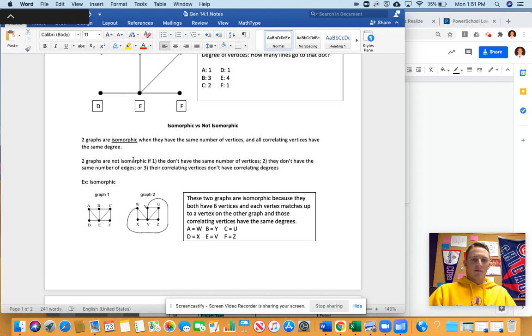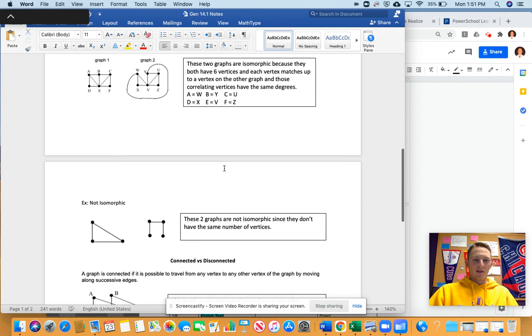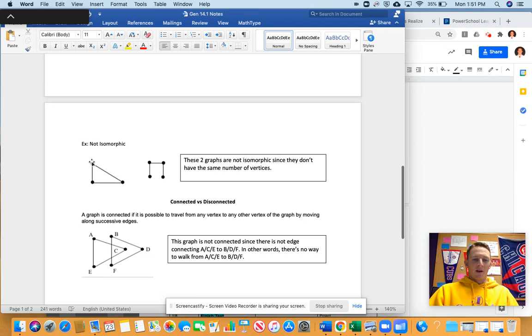Whereas non-isomorphic graphs, either they don't have the same number of dots, they don't have the same number of lines, or even if they do have the same number of dots and lines, all the dots don't have the same degree, or they don't have the same number of lines going to them. An example of that would be right here, we have 3 dots and 4 dots. So obviously, even though they all have 3 edges, they all have 3 lines, they don't have the same number of dots.